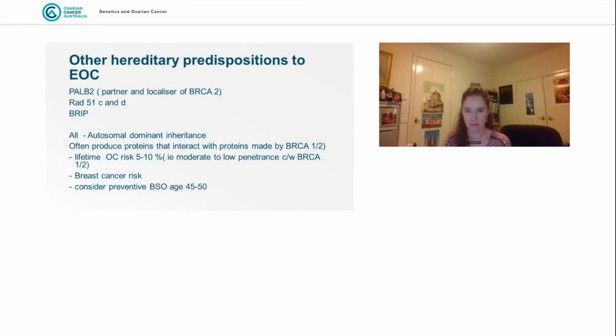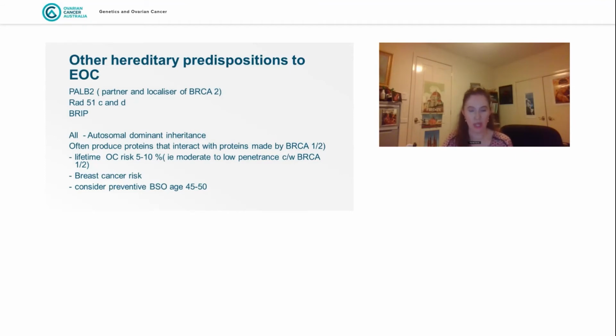So just touching base on some of the more rarer things. So I mentioned, so many of these proteins work together to interact with BRCA1 and 2. So PALB2, which could also be called BRCA3, is partner and localizer of BRCA2. So it works together with BRCA2, hence it causes a similar issue of an increased risk of breast and ovarian cancer. RAD51C and D do the same. There's another gene that's called BRIP, and these are all three, all inherited in the autosomal dominant fashion.